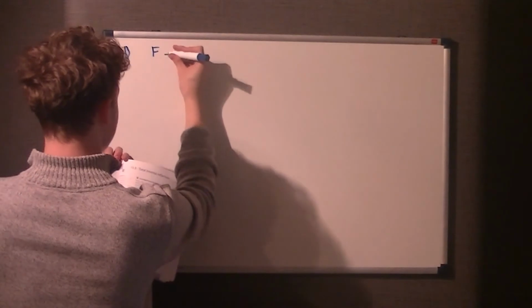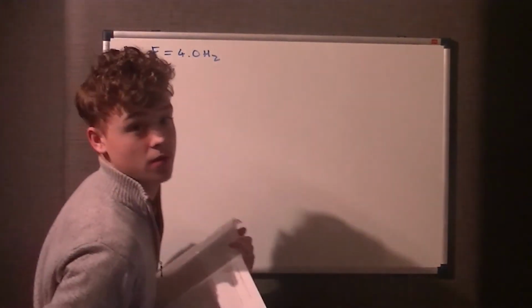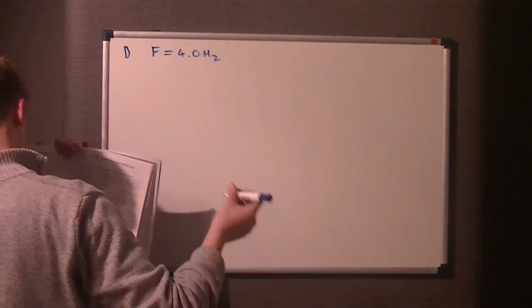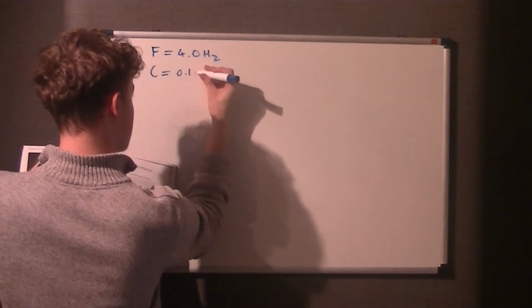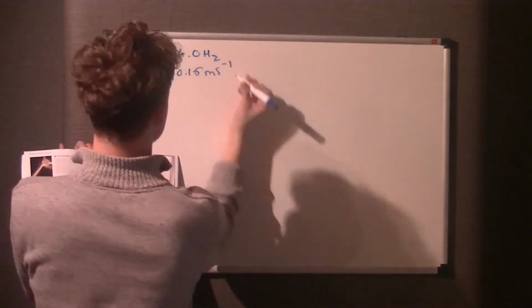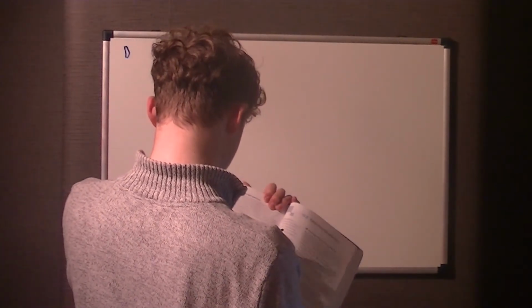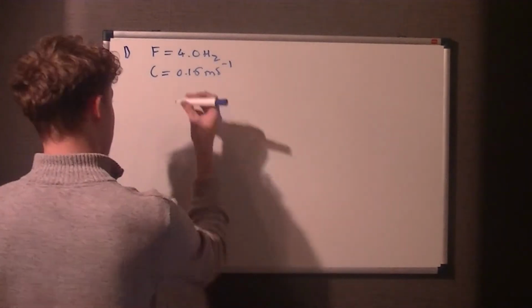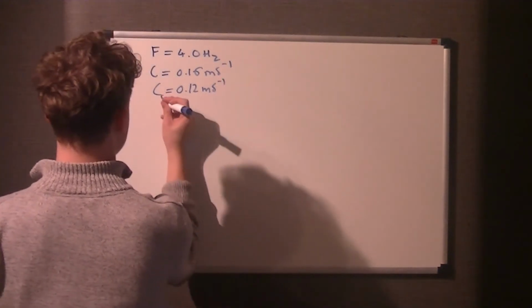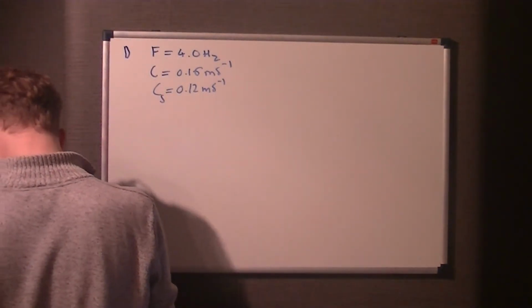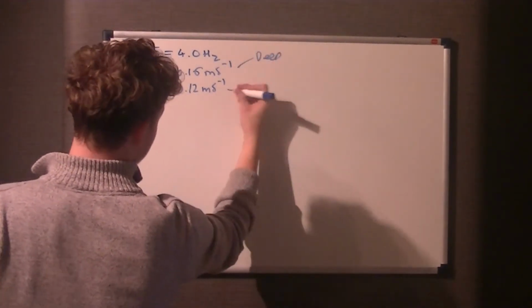F equals 4 hertz. Frequency is measured in hertz, by the way, I should have said that. It's travelling at speed, so C equals 0.16 meters per second, across the boundary from deep to shallow water, where the speed is 0.12 meters per second. So that's deep to shallow.